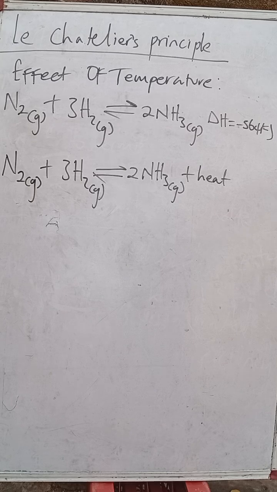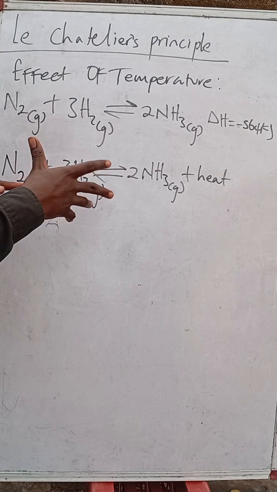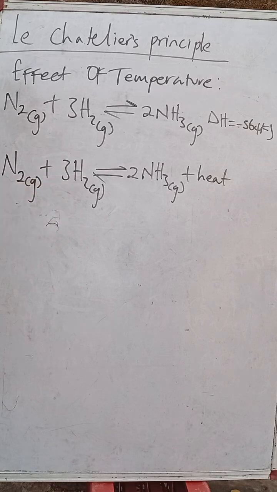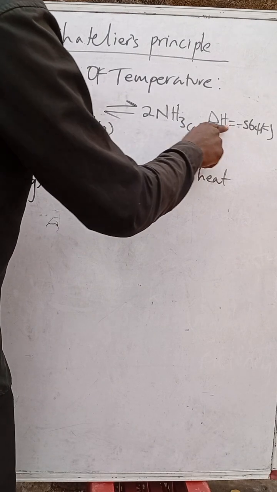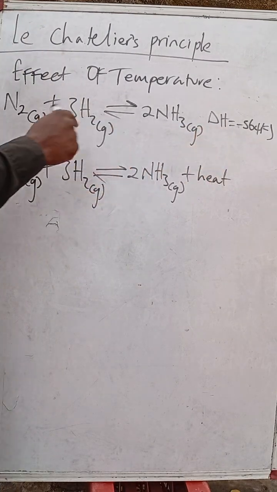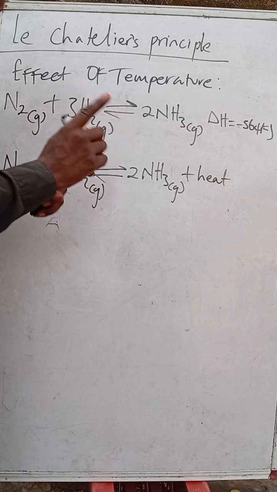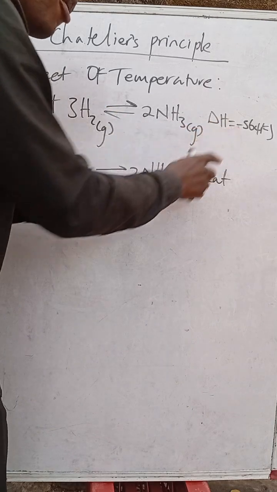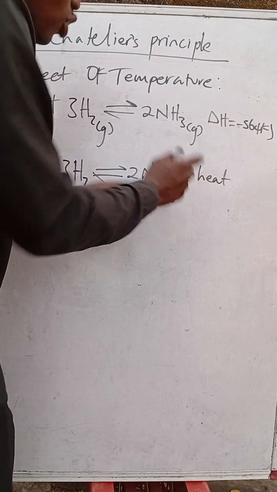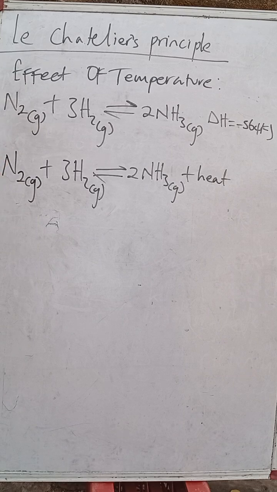Now, for my simple shortcut, we treat temperature as if it's a reactant. Now, what do I mean? For a reaction to be exothermic, it means that heat is liberated. That means on the product side for an exothermic reaction, when the charge is negative, always put plus heat here. So now let me give you briefly about concentration.